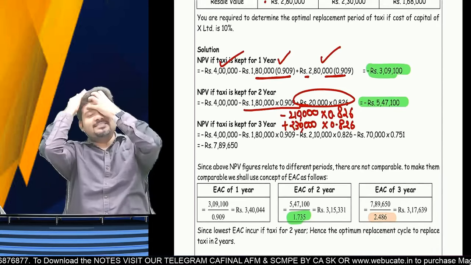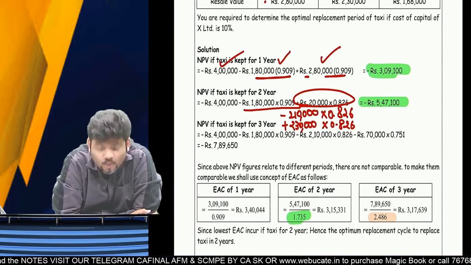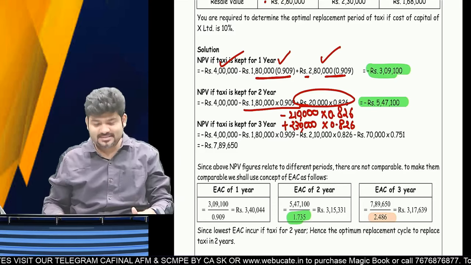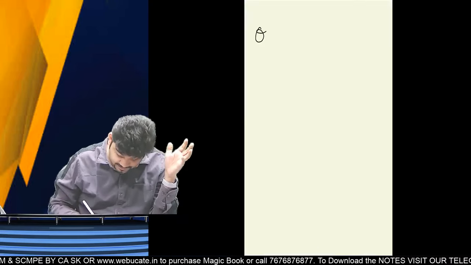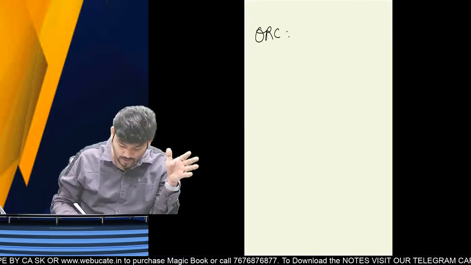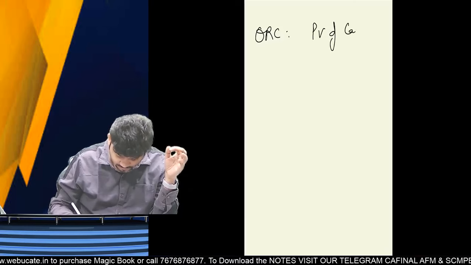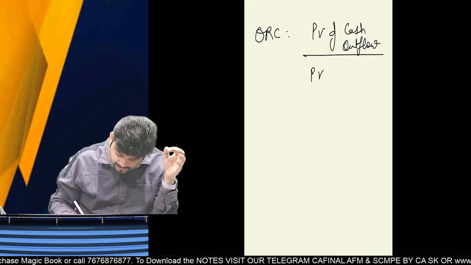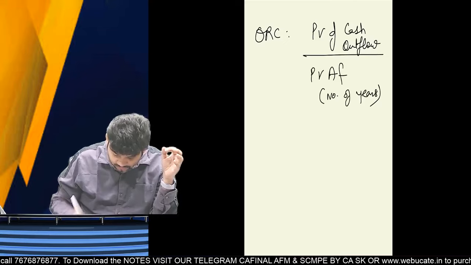And guys, almost 1.5 hours and we are done with the whole revision of this chapter. How was it? Now, whenever you revise, you'll be able to manage pretty easily. The last concept was optimum replacement cycle, ORC. It is present value of cash outflow upon present value annuity factor based on number of years.